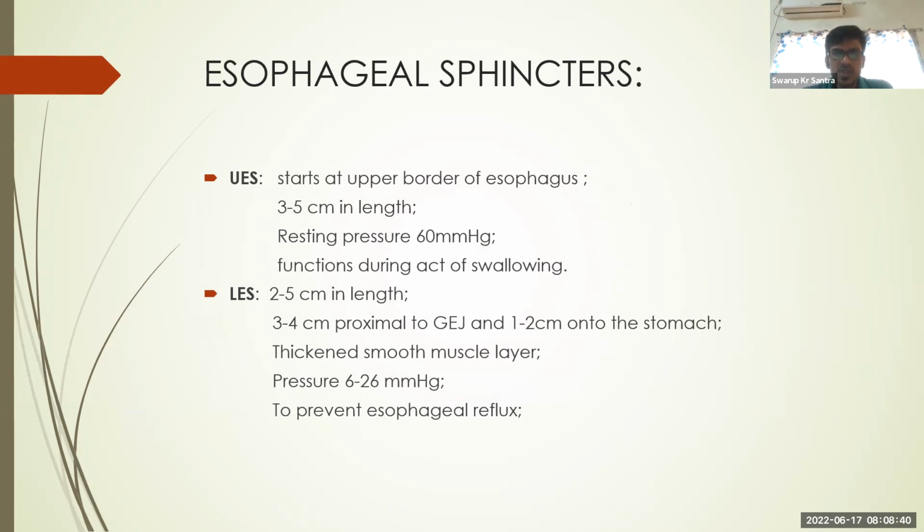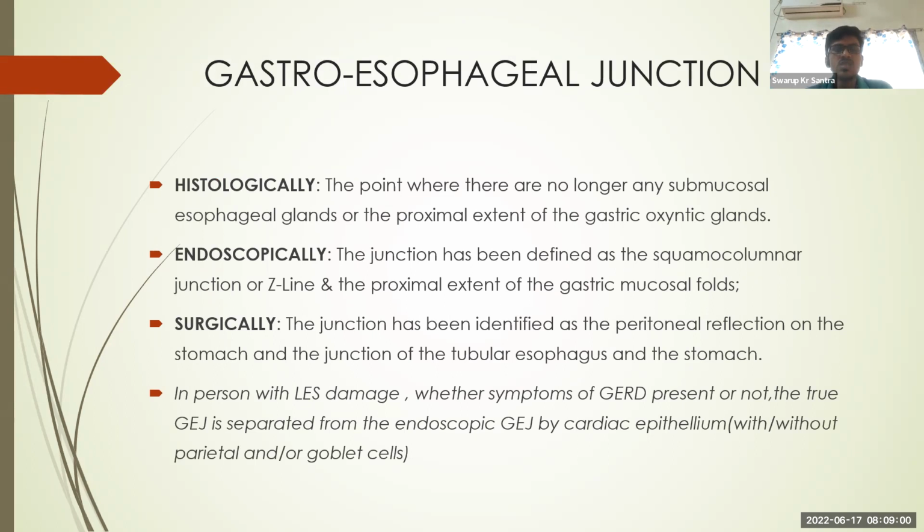Two important sphincters are present, in the upper part and the lower part of the esophagus, which help in the act of swallowing and in preventing esophageal reflux. The upper esophageal sphincter has a higher resting tone compared to the lower esophageal sphincter. Another important landmark is the gastroesophageal junction, which is histologically the point where there are no longer any submucosal esophageal glands, or the proximal extent of the gastric oxyntic glands.